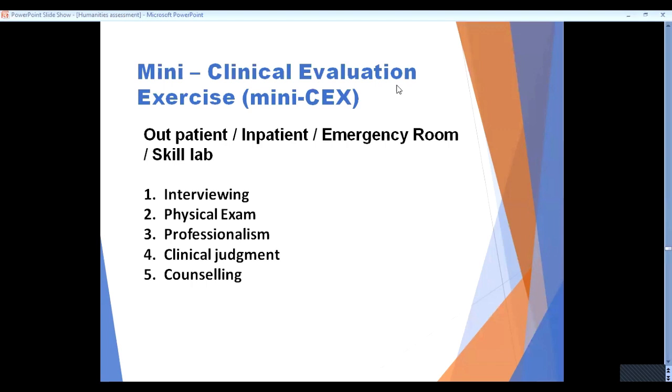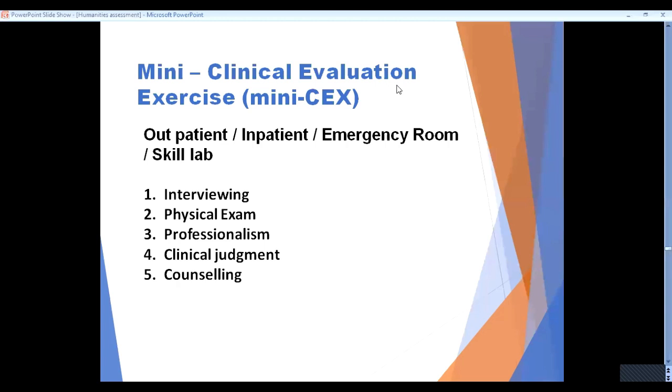Now there is one form which is called the mini clinical evaluation exercise. Very frequently nowadays, many institutions have started using it even for undergraduate assessment, and it is a very good tool for assessing the soft skills, including various attributes of humanities. And it can be used in outpatient, inpatient, emergency room, even in the skills lab.